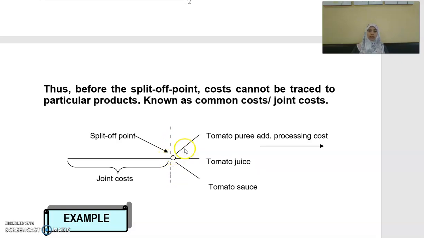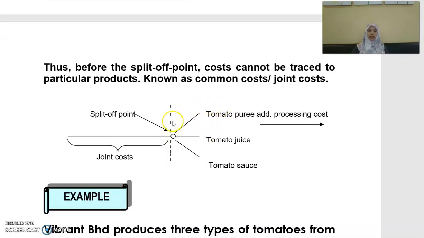Next, you want to decide whether to further process your tomato into tomato puree, tomato juice, or tomato sauce. You will incur additional processing costs here. This is called the split-off point. Before the split-off point, you incur a joint cost or common cost. This common cost is irrelevant for your decision making because it is common whether you sell now or process further. You already incurred this cost. Only consider the additional or further processing cost.